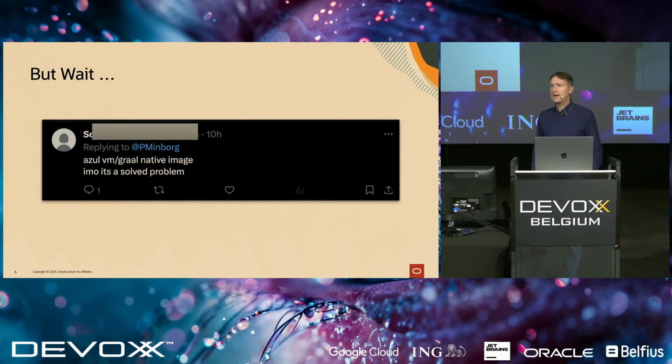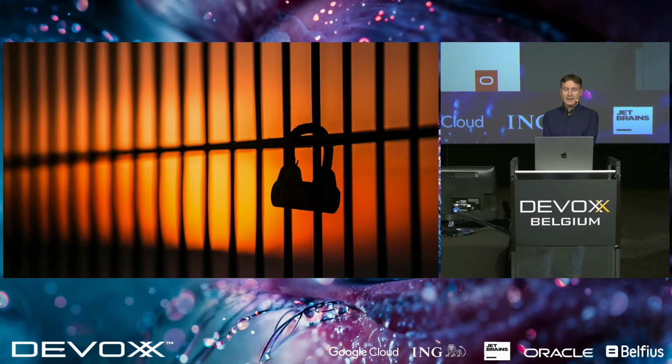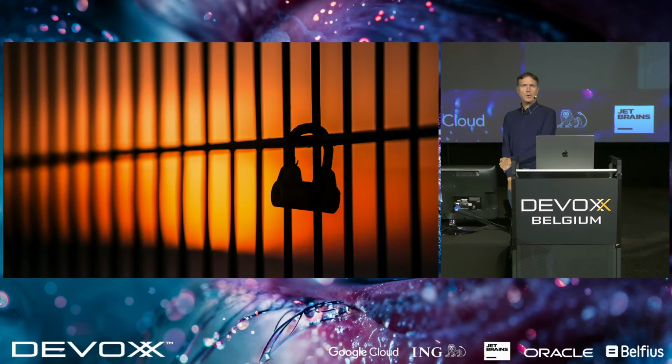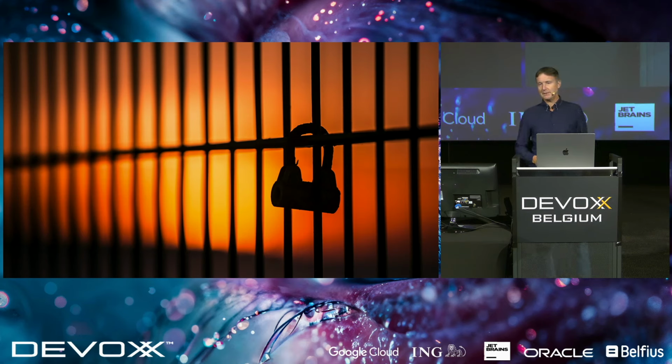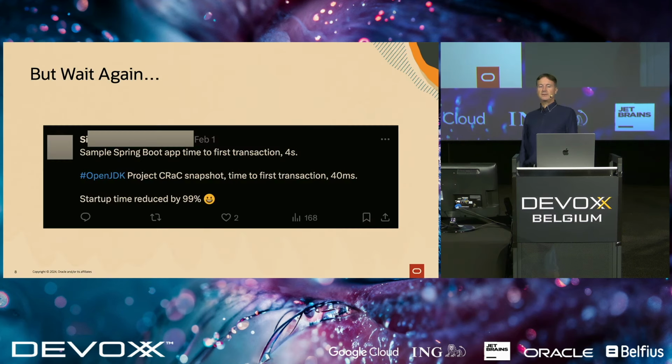But wait, when I first announced a Leyden talk many moons ago, I immediately got this message on social media. Someone said that Graal native image is the thing here. In my opinion, it's a solved problem. And yeah, maybe if you're willing to accept and concede a lot of Java's natural dynamism, for example, if you don't specify upfront, you can't use reflection, you can't use proxy classes, and maybe some other things. And even more importantly, you can't use any third-party library that is using any of those features. And of course, you compile to a certain architecture like x64 Linux or Windows or whatever, and that's what you have.